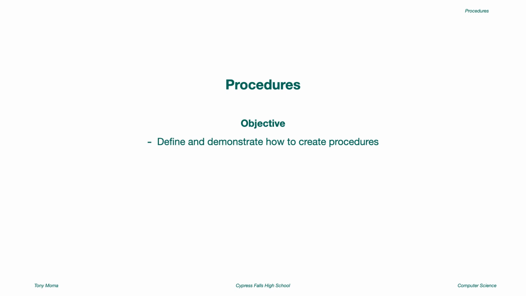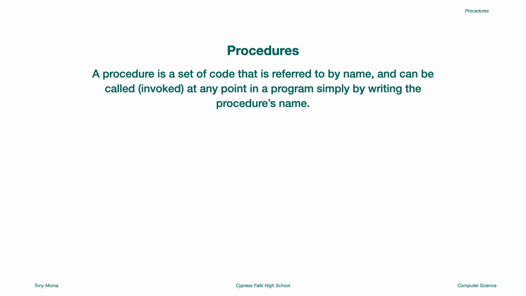Procedures. In this video, we will define and demonstrate how to create procedures. A procedure is a set of code that is referred to by name and can be called or invoked at any point in the program simply by writing the procedure's name. But before we get into how to create a procedure, let's first explore why they're necessary in the first place.